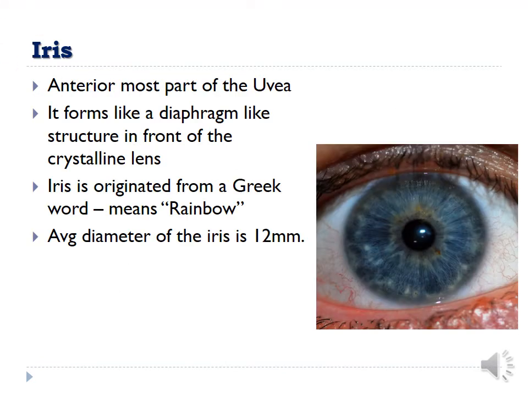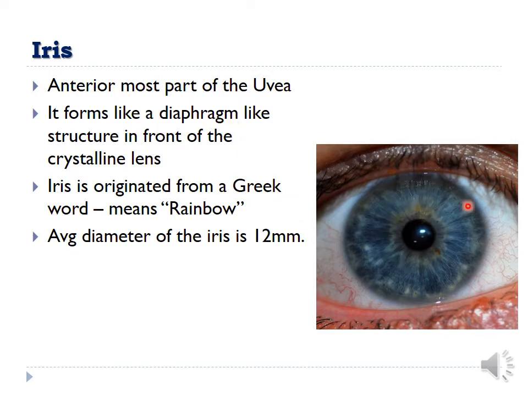From this slide onwards, we'll be talking about the different parts of the uvea. We'll start with the first one, the anterior-most part of the uvea, that is the iris, and you can easily see in this picture the colored part of the eye, that is the iris. What is its basic function? It forms a diaphragm-like structure. A diaphragm is nothing but a curtain in front of the crystalline lens.